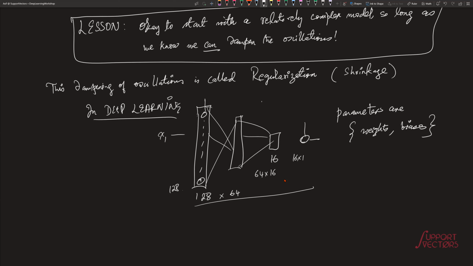Asif, I have a question. Mm-hmm. So one assumption with regularization is that we start with a relatively complex model. What if we start with a simple model? Do we still need regularization if we don't see overfitting? No, actually, if you start with an overly simple model, you are essentially screwed. You can't improve upon that.